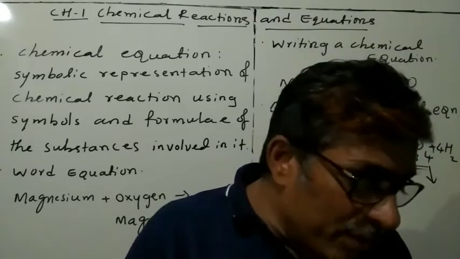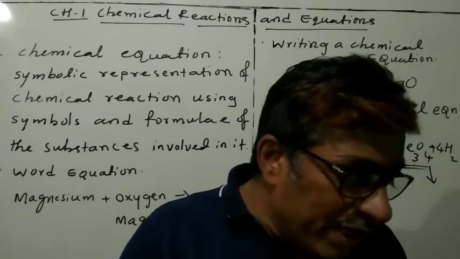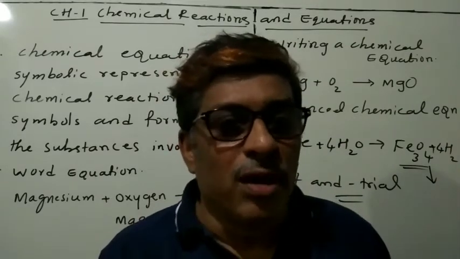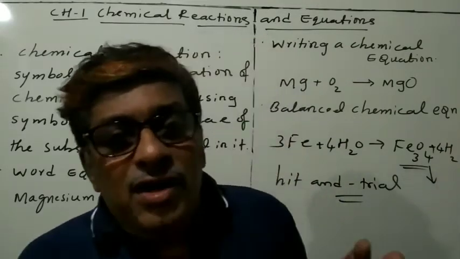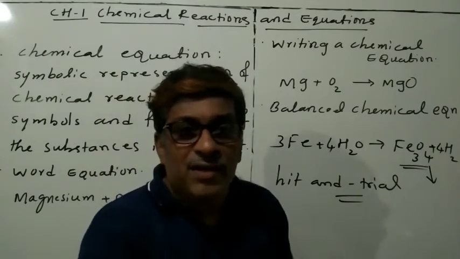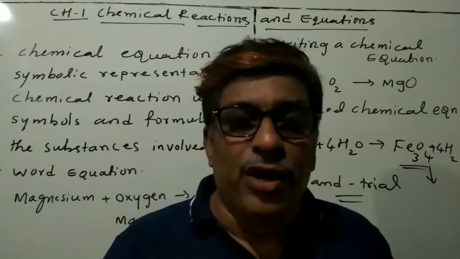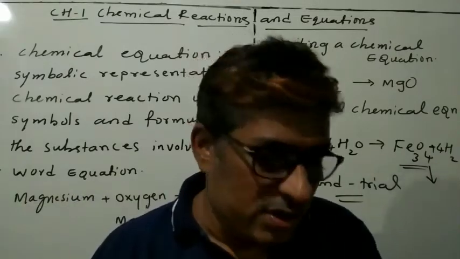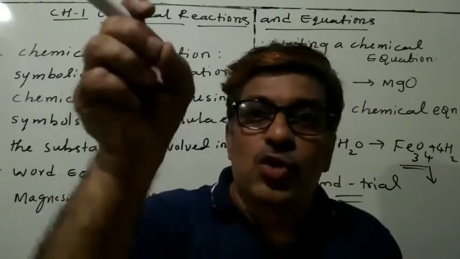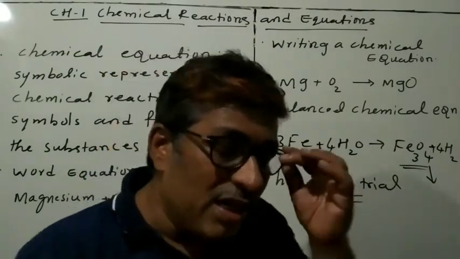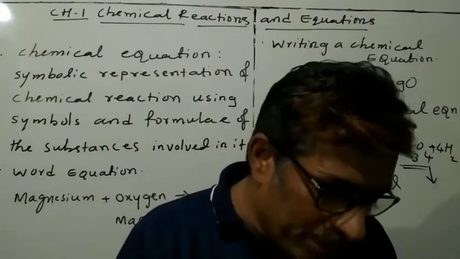Why? Because here you are balancing on a trial basis, by using small numbers, not taking big ones. Like when you find the LCM, there you use small numbers; here also, small whole numbers you have to use, not big numbers. Okay, got the idea? And there also, only coefficients you have to write. Coefficient means in between. These are the things you have to remember.